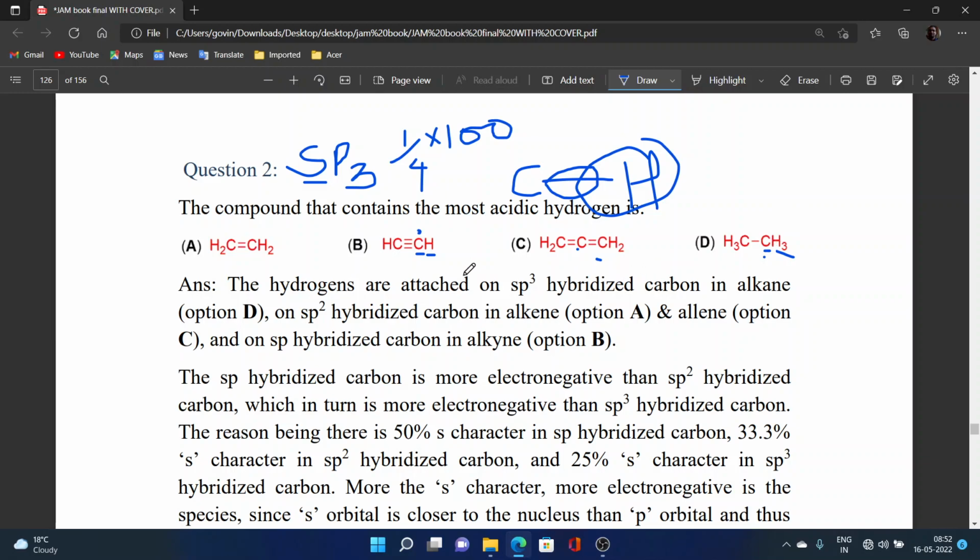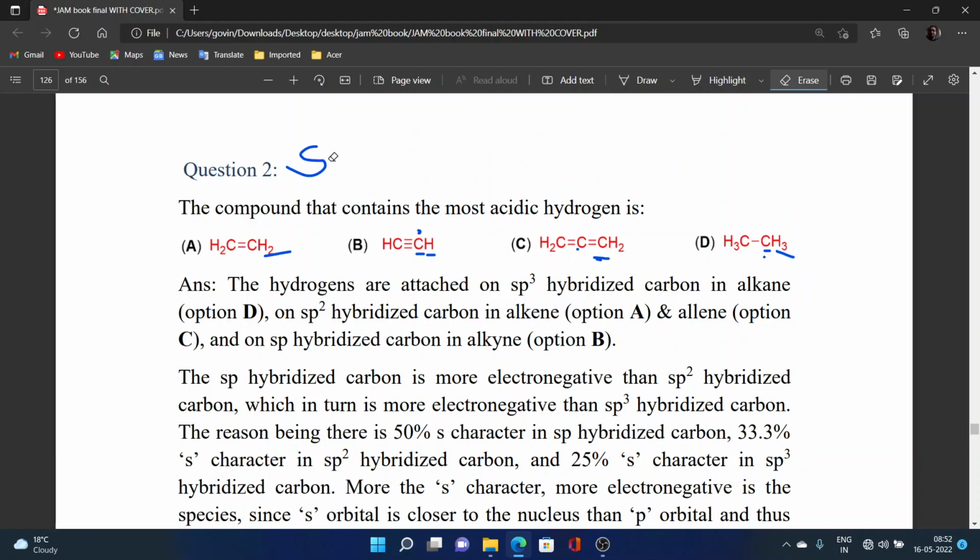Whereas when it is sp2 hybridized like this or like this, you can see out of 3, one of them is s, so it has 33%. Whereas when it is sp hybridized, it is having 50% s character, because 1 s and 1 p, so out of 2, 1 is s. So because it is sp hybridized, it has 50% s character, the maximum s character.